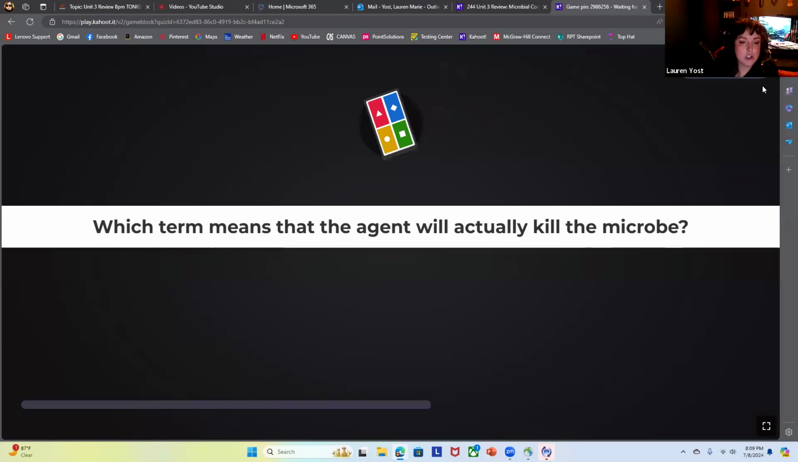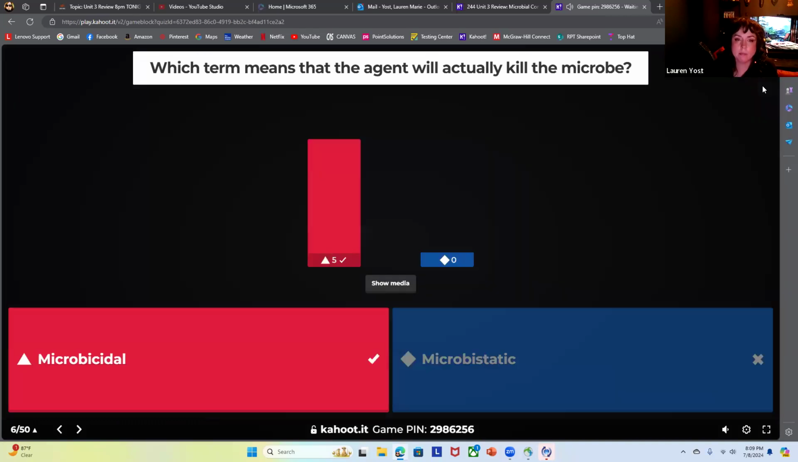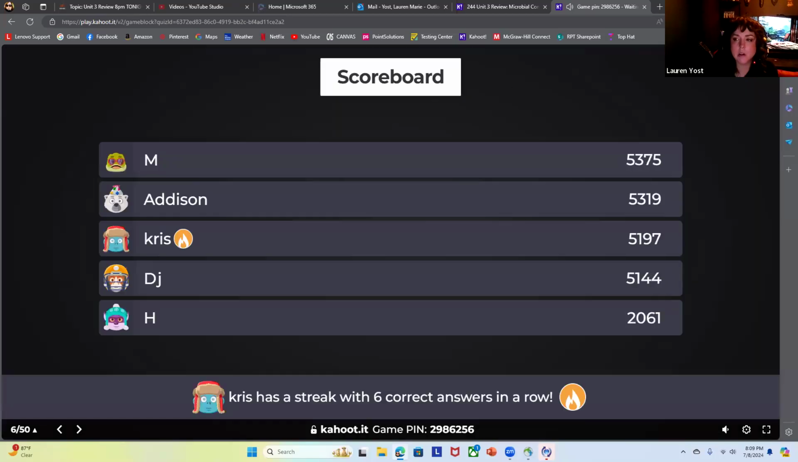That's a downfall of it. Which term means that the agent will actually kill the microbe? Yeah, this one's pretty much self-explanatory. Anyways, microbicidal, just like it says on there. Like homicidal, and we've learned about this, we talked about bactericidal and all that when we were learning about Kirby-Bauer, so this isn't a new concept, so you guys pretty much got that one down, not surprising.